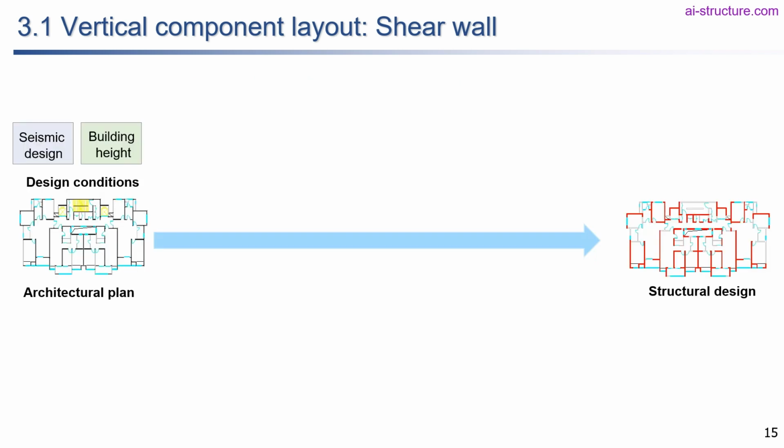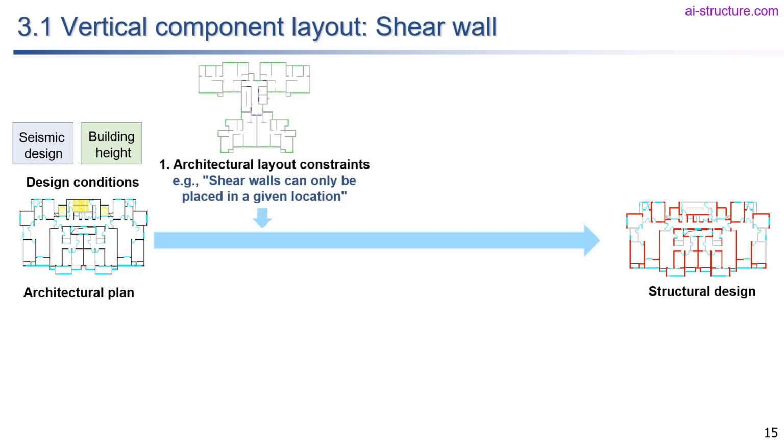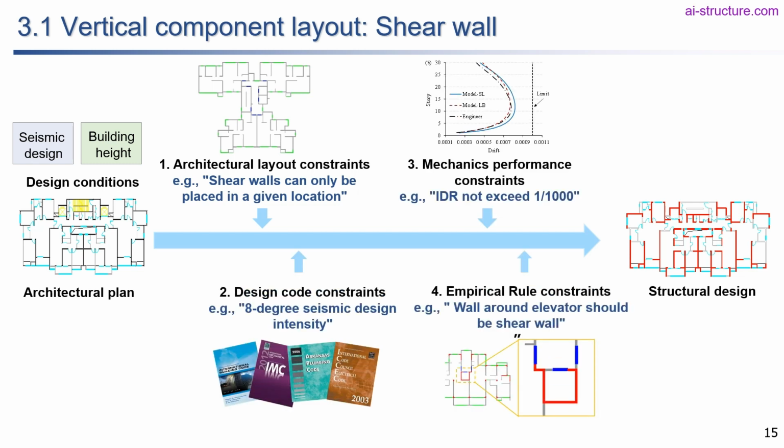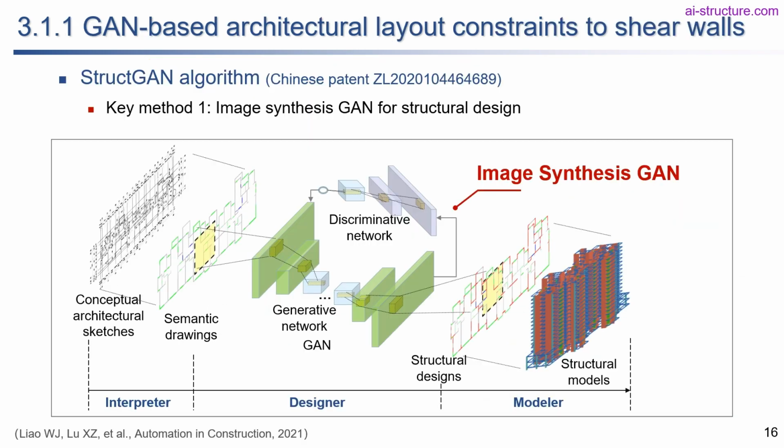In the design of shear wall structures, it will be constrained by conditions such as architectural layout locations, design code provisions, mechanical properties, and engineering experience rules. First is the architectural layout constraints. For example, shear walls can only be placed in a given location. We propose a generative AI design of shear wall structures based on an image-based StructGAN that can effectively meet architectural layout constraints.